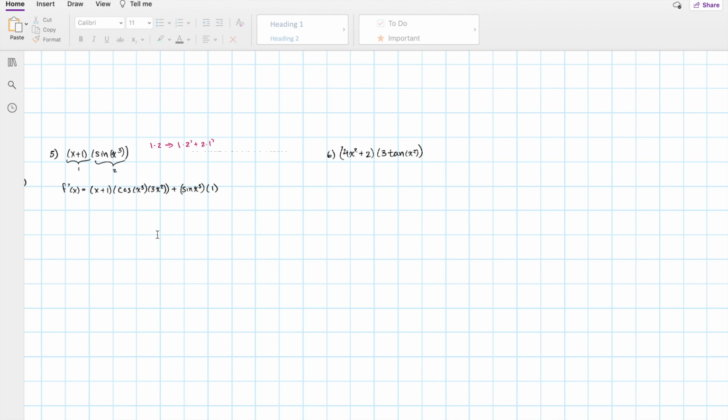So f prime of x is going to equal the first thing, 4x squared plus 2, multiplied by the derivative of the second, which is 3 secant squared of x squared multiplied by the derivative of what's inside here, the bracket, which is x squared. So 2x, plus the second thing, which is 3 tan of x squared, multiplied by the derivative of the first term, which is 4 times 2, because we're bringing down the exponent, 8x, and the derivative of 2 is just 0, so 8x.